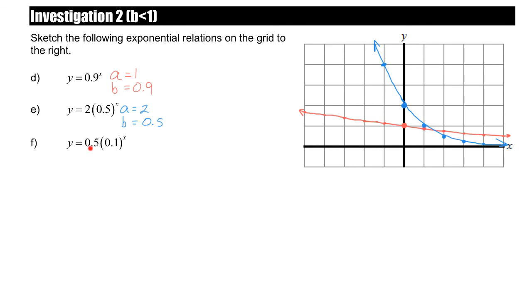In our last one, A is 0.5 and B is 0.1. So our y-intercept is 0.5. Our decay factor is 0.1. So we're multiplying our y values by 0.1 every time we go to the right. And every time we go to the left, we divide by 0.1. So our curve ends up looking like this. So regardless of whether you have exponential growth or exponential decay, you can make a graph as long as you know the y-intercept and the growth or decay factor.